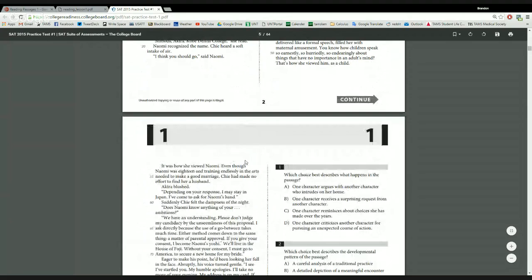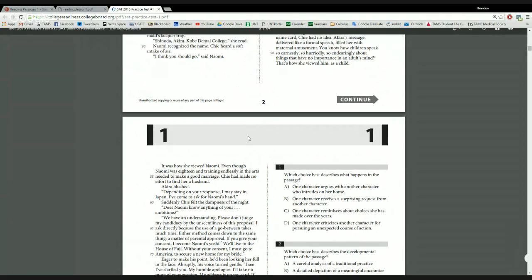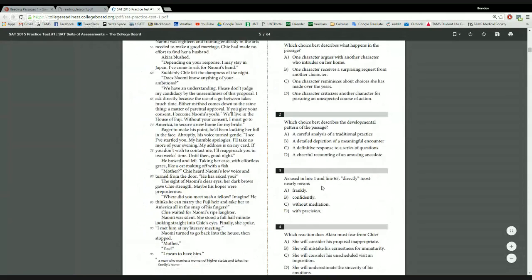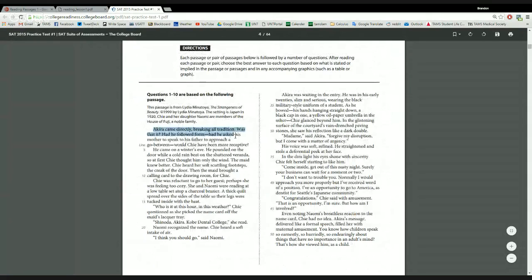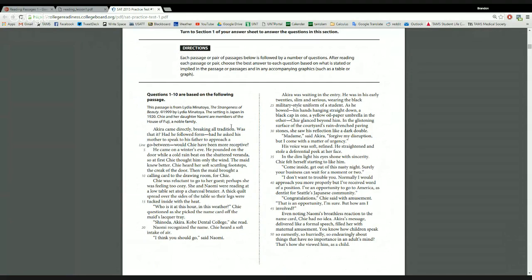Keep in mind we haven't read the passage yet, but we're still able to answer a few questions. Let's see. As in line 1 and line 65, directly nothing means. So I'm going to look at this part. Don't only read the sentence, you want to read the whole paragraph here. So, all right: Akira came directly, breaking all tradition. Was that it? Hetty followed form. Hetty asked his mother to speak to his father to approach a go-between. Would she have been more receptive?